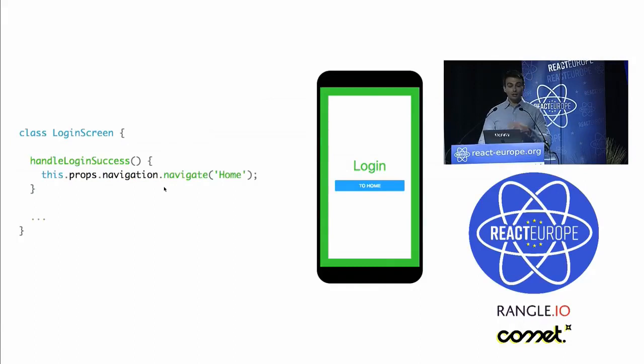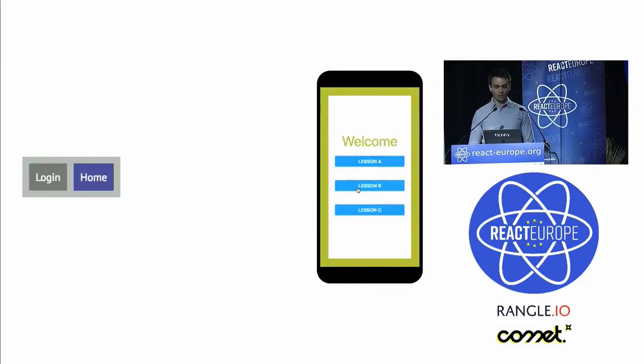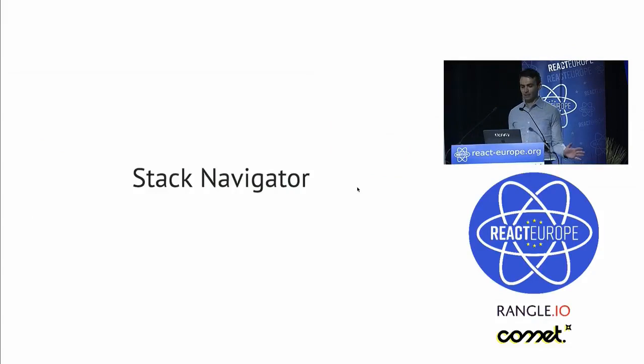So to actually make this work, we can call props.navigation.navigate login. So the navigation prop is passed into every React Navigation screen here. So let's take a look at what it's like when we modify that state. I'm going to click to home, and it switches to our home screen. OK, that part is pretty straightforward.